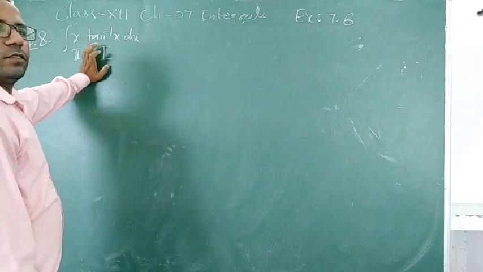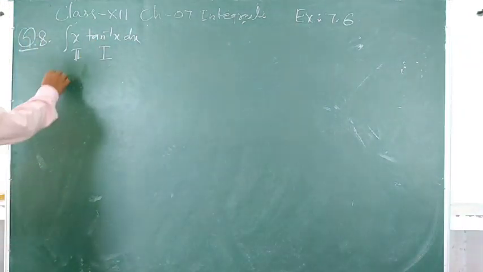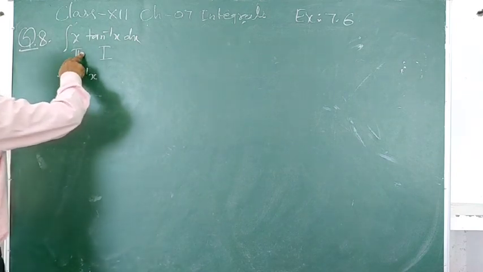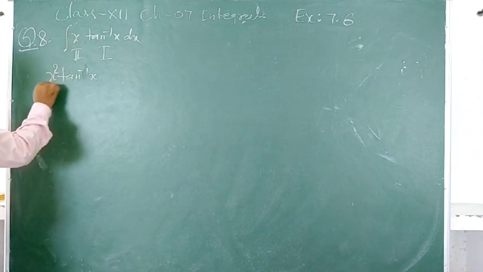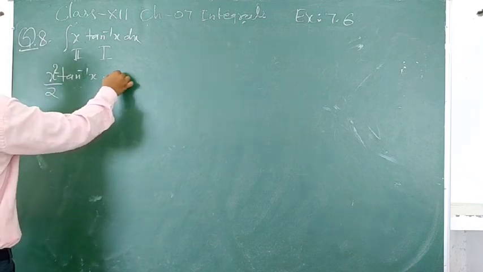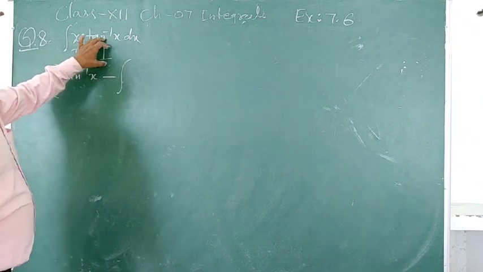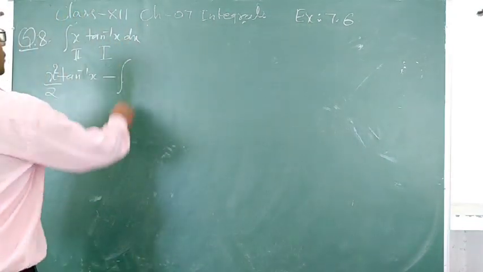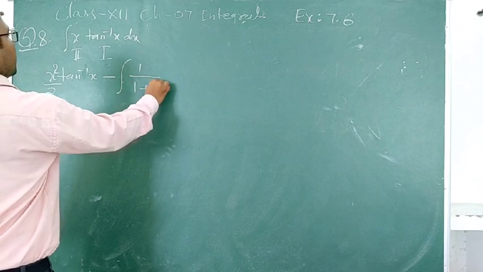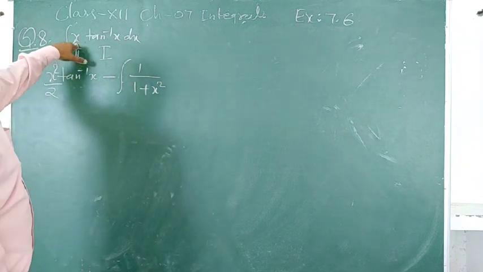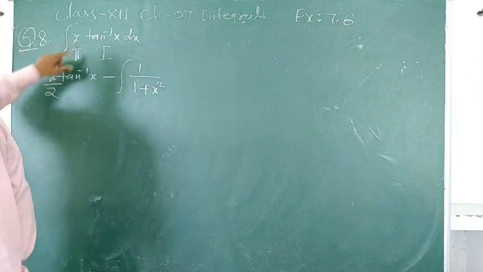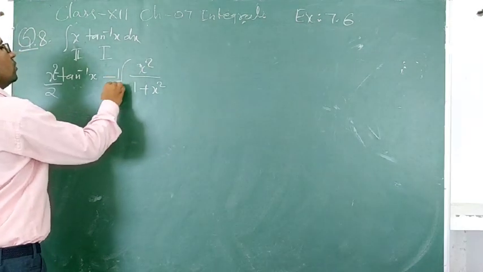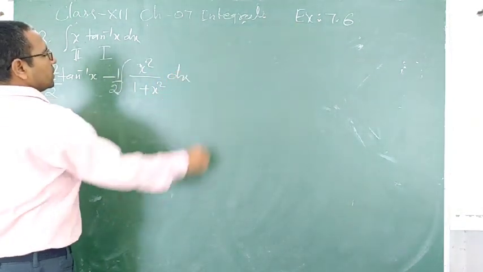So now we will use the formula: the first function tan inverse x, into the integral of the second function, that will give you x square by 2, minus integral of the differentiation of the first function, tan inverse x, that is 1 upon 1 plus x square. So 1 upon 1 plus x square, and again here x. The integral of x is x square by 2, and these two we have taken outside. So we have got this much.